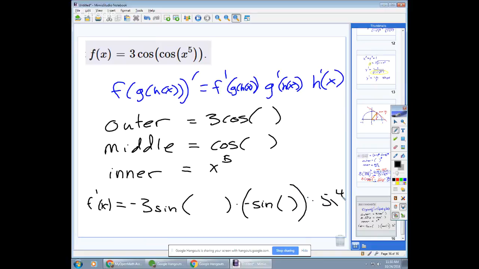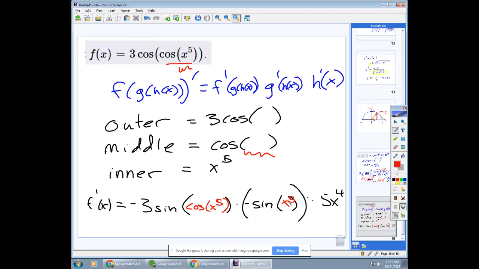Right. So then I go back in and fill in, what did the outer function have in it? Cosine of x to the 5th, so that's what goes here. What did the middle have in it? X to the 5th. Yeah, that was just an x to the 5th, and I'm done. Fantastic. We could clean this up a little tiny bit. Negative times a negative, 3 times 5.